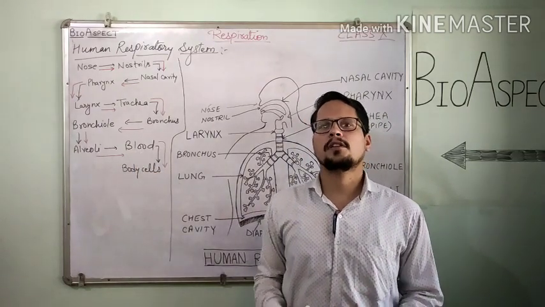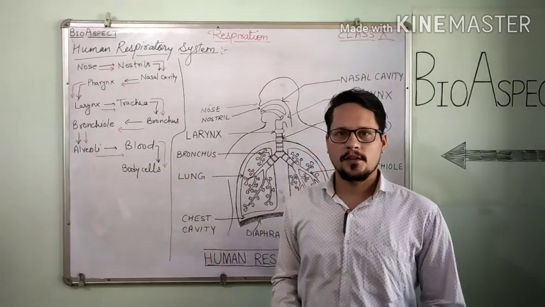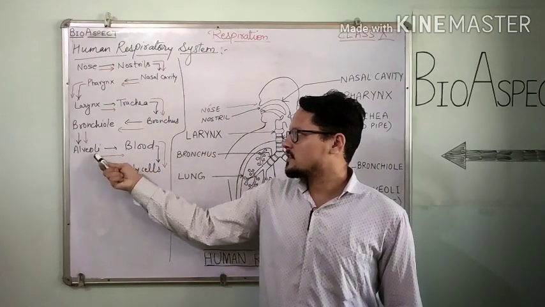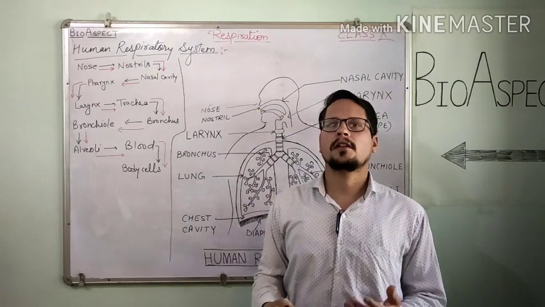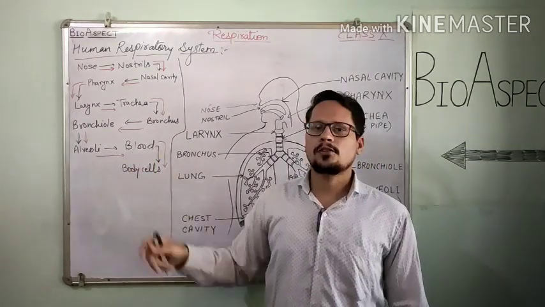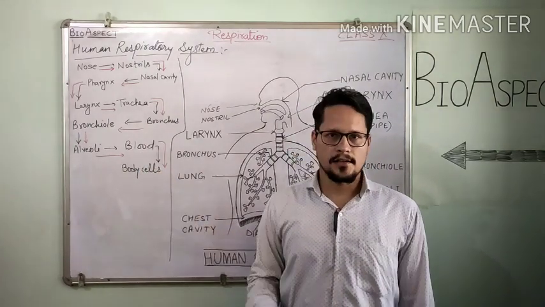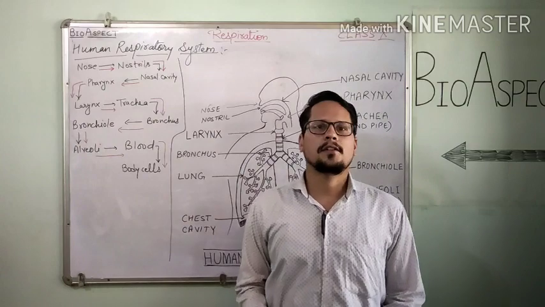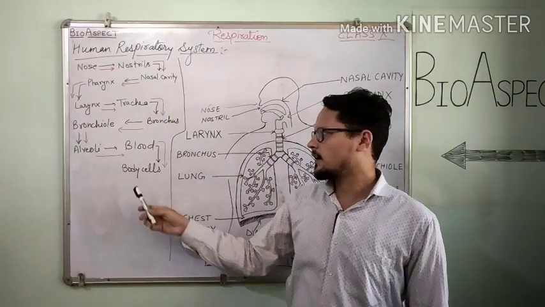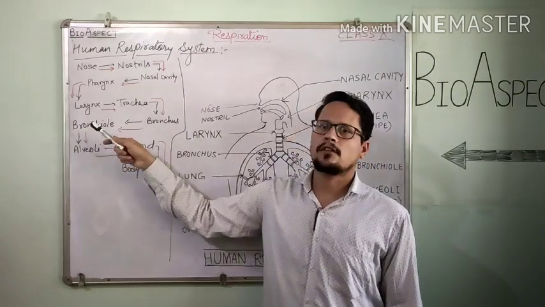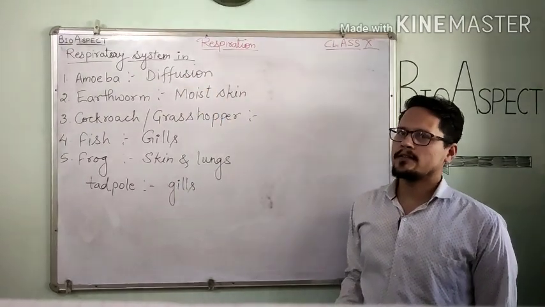Blood reaches to each and every part of our body. It means with the help of the circulatory system, the air which is diffused into the blood has a pigment called hemoglobin, which is found in the RBCs. It is responsible to carry the air or oxygen to the different body cells. Then body cells do cellular respiration and they release carbon dioxide, and the carbon dioxide is exhaled out the same way.